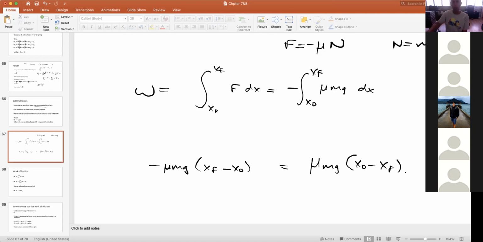Now, this is the work. And remember that most of the time, we assume x initial to be our 0 point. So friction's always going to do negative work. It's always going to result in a change of kinetic energy that's negative, meaning it's always going to end up slowing down our system, which is exactly what it should do.